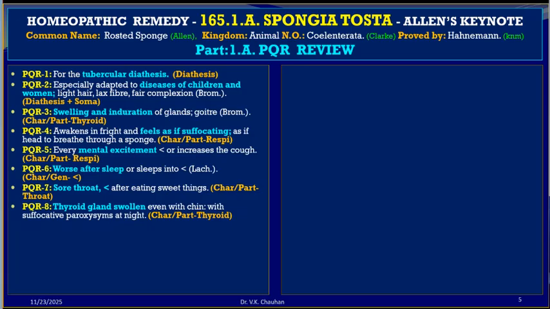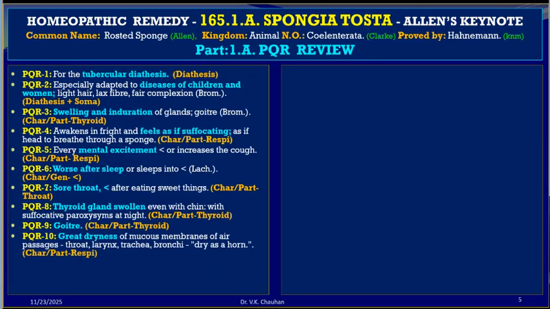PQR8, again there is a thyroid gland swelling, even with chin, with suffocative paroxysms at night. So it is again a characteristic particular general symptom which is directly telling us about the thyroid gland. PQR9 tells us again about the goiter, specifically goiter. So there are three PQRs which are dedicated to thyroid gland. It is PQR9, PQR8 and PQR3.